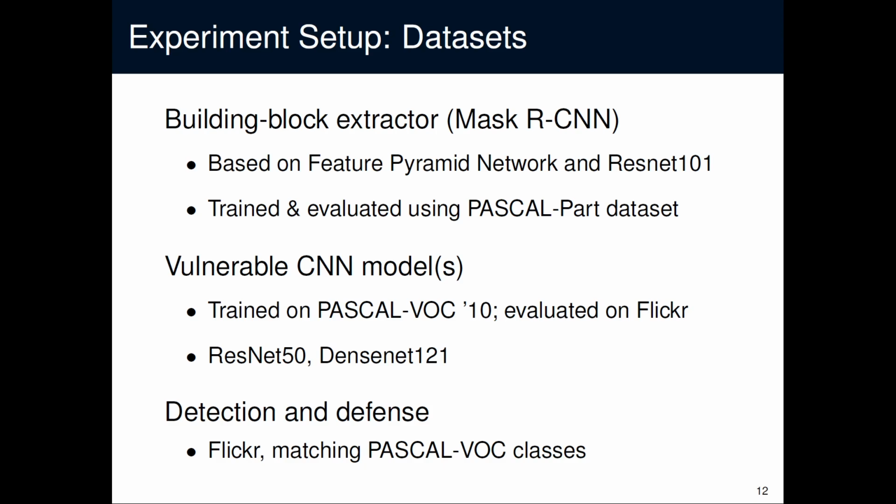And then for the detection and defense, we evaluate the performance one-to-one with the vulnerable CNN models on Flickr data, which we scraped from online. And we create this new data set of novel images that have never been seen, matching the same classes from Pascal VOC 2010 and Pascal Part, allowing us to have a one-to-one correspondence here.